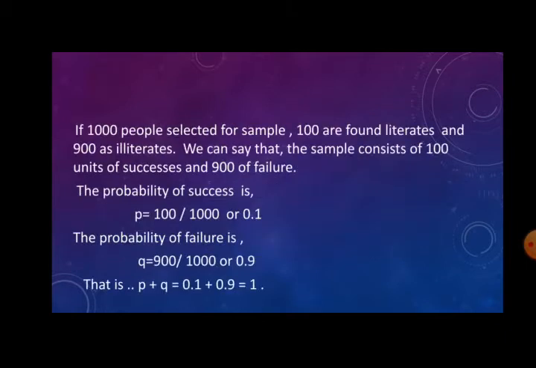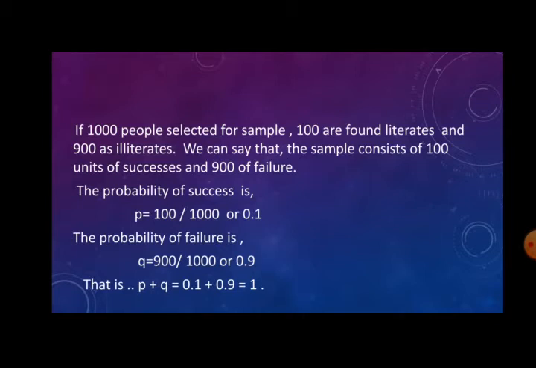If 1,000 people are selected for the sample, where 100 are found literates and 900 are illiterates, right? Out of the 1,000 sample, 100 are literates and the rest 900 are illiterates. We can say that the sample consists of 100 units of success and 900 of failure.